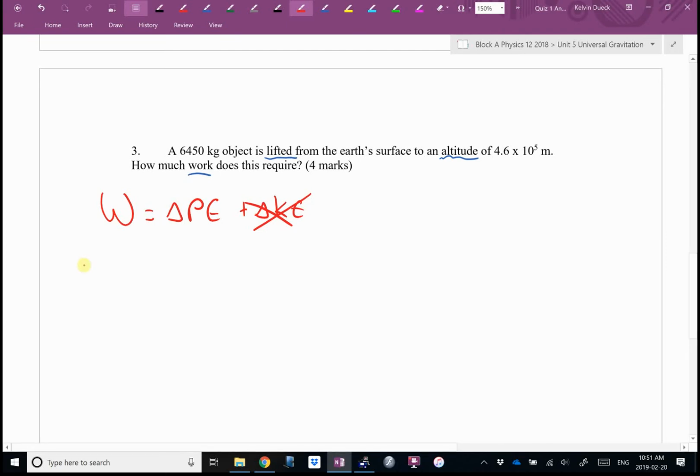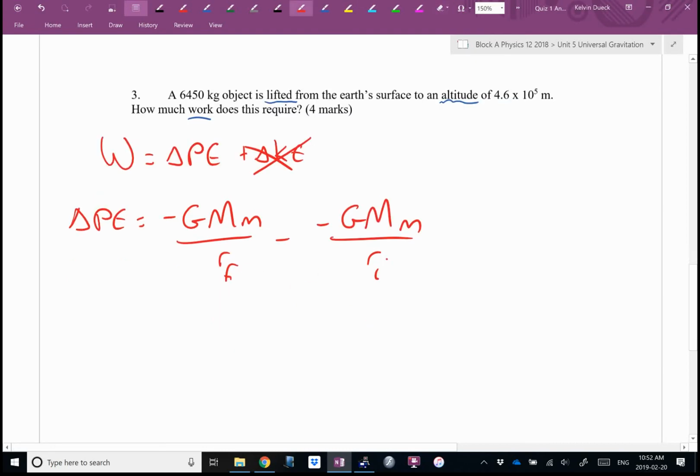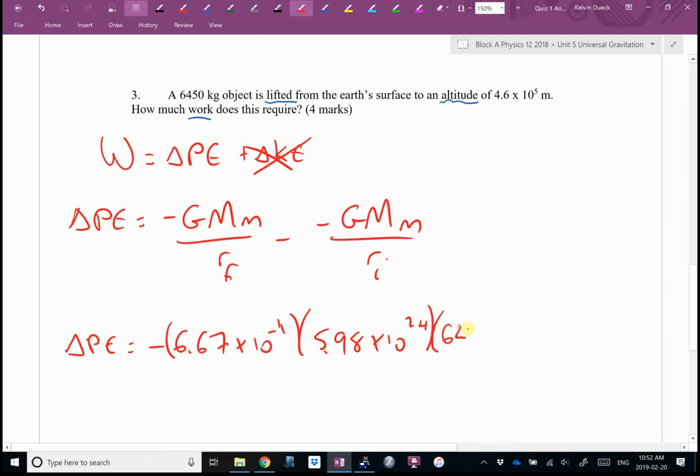But okay, so change in energy is going to be final, negative big G, big M, little m over R final, minus negative big G, big M, little m over R initial. I do get a minus minus, which is a plus. Yay! It's going to be negative 6.67 times 10 to the negative 11, Earth, 5.98 times 10 to the 24th, 6,450, 4.6 times 10 to the 5th.